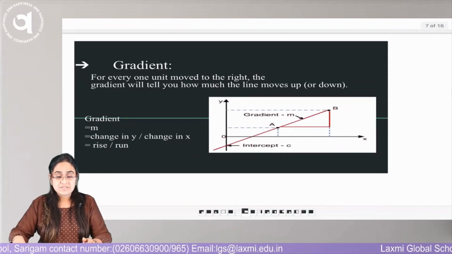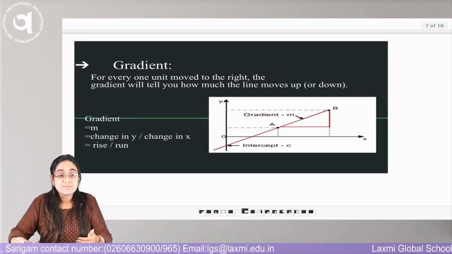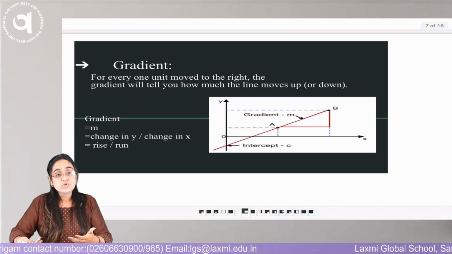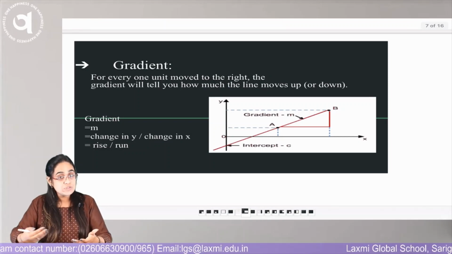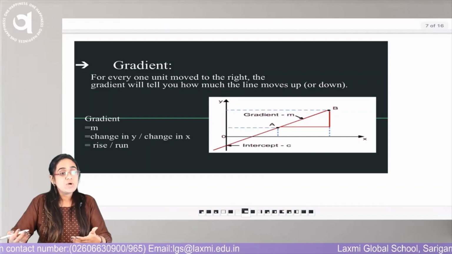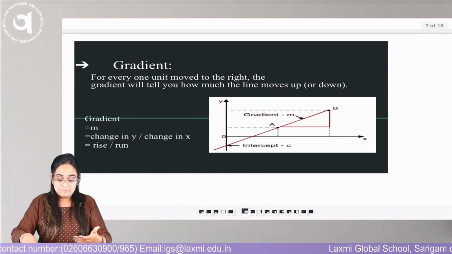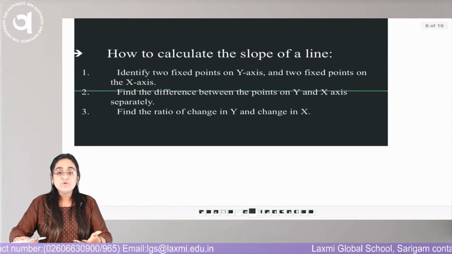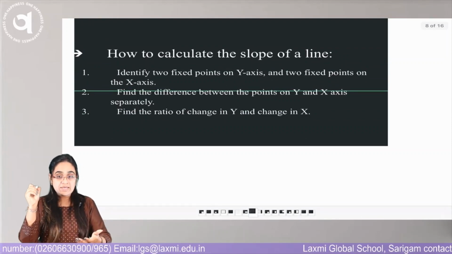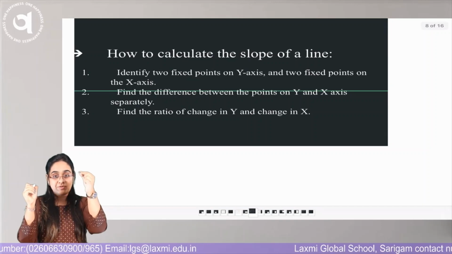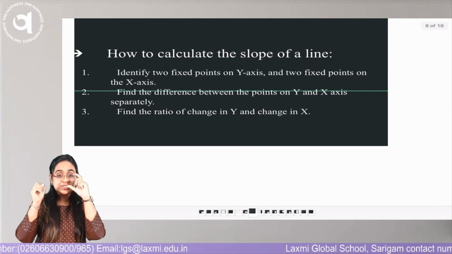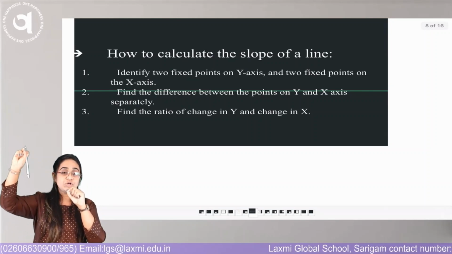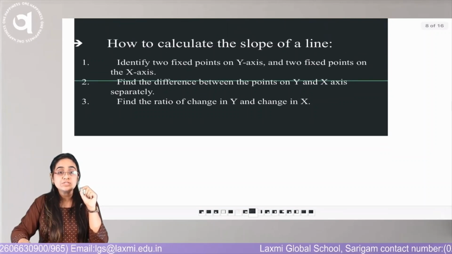Now gradient. Gradient has different names. We call it slope also. We call it change in y upon change in x. We also call it the vertical displacement upon horizontal displacement, or the ratio of vertical rise upon horizontal run. The interpretation of gradient is such that if you consider any point on the x axis and any point on the y axis, the ratio of change in y upon change in x remains constant throughout the progression of the line.